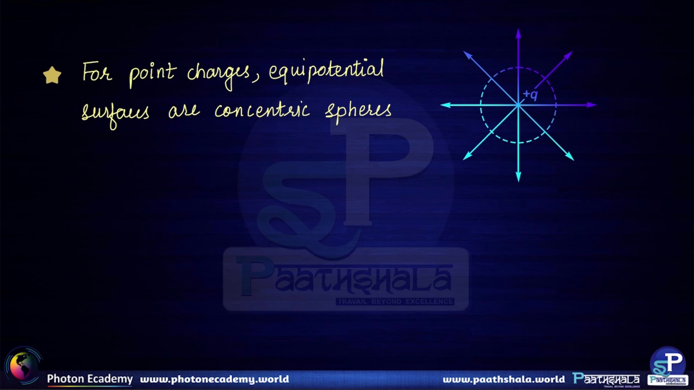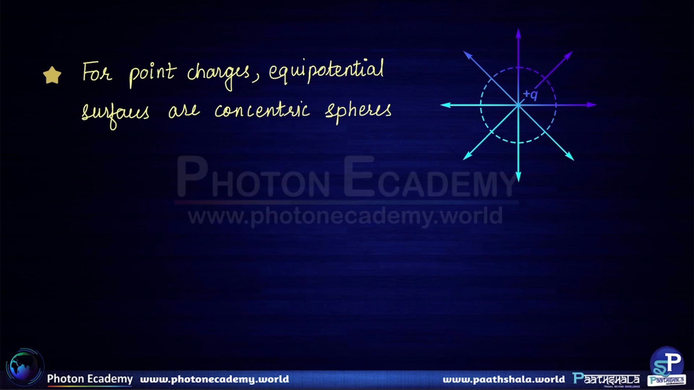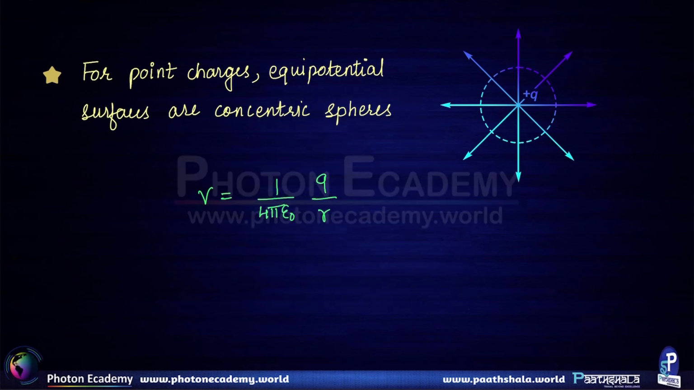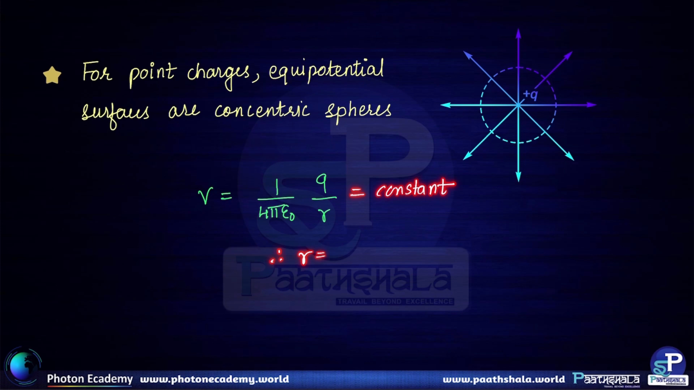For point charges, equipotential surfaces are concentric spheres. So here we can see that there is a point charge Q. Here this is very easy to prove, and let's in fact go ahead and do that. We can write down the expression for V of a point charge. It is 1 upon 4 pi epsilon naught Q divided by R. That is the expression for V. This is R, the distance from the center. And we can see that if we put this as constant, everything else is constant, therefore we'll get R equal to constant.